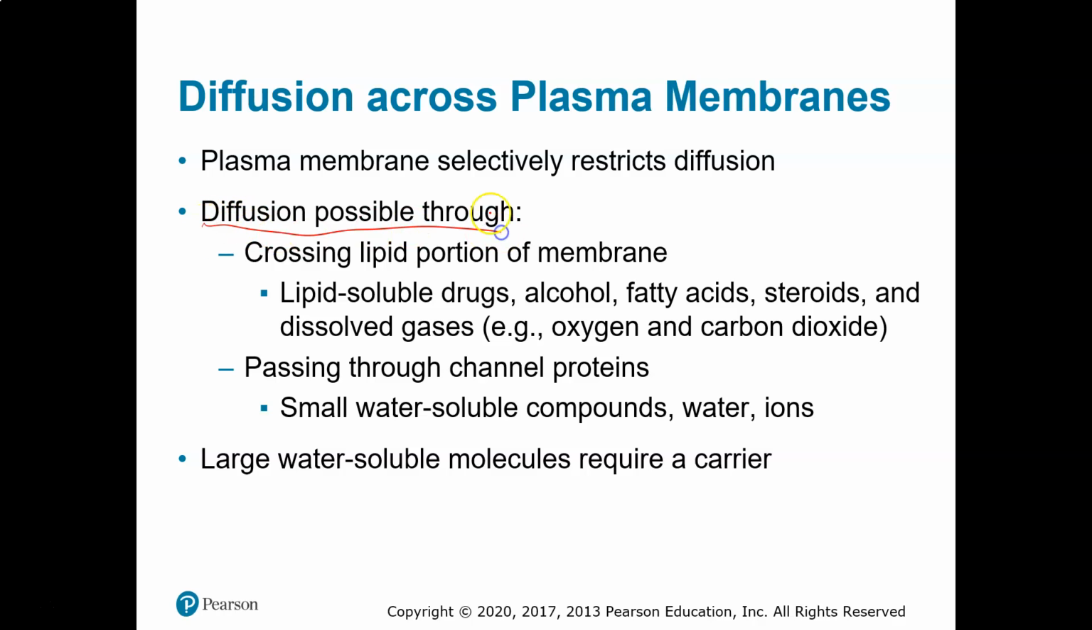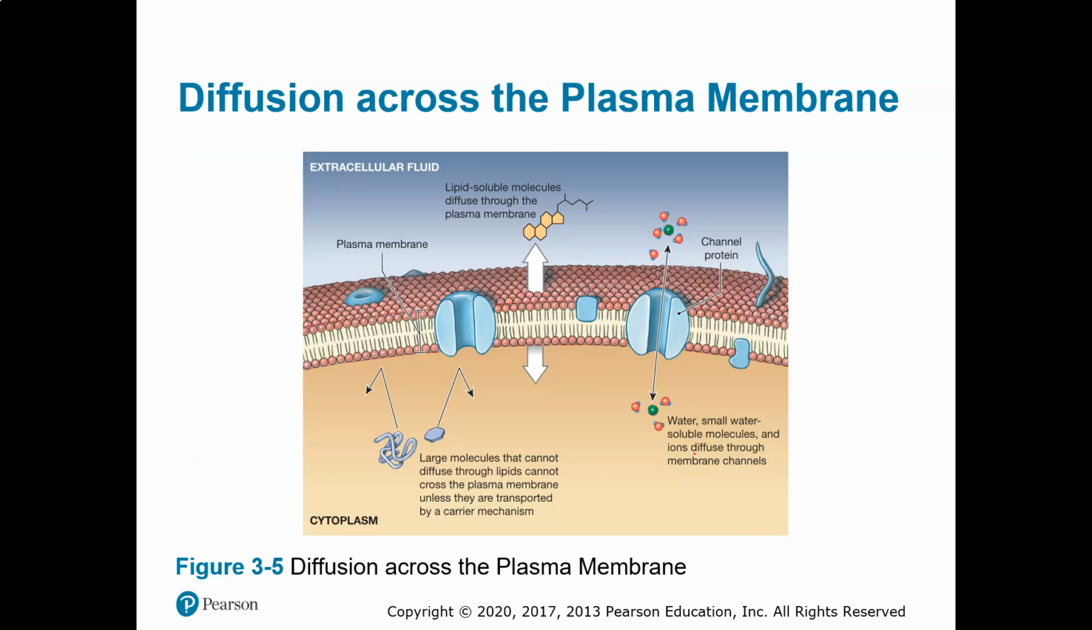Now, some molecules can cross through the phospholipid bilayer. Molecules like lipid-soluble drugs, alcohol. It's one of the reasons why the effects of alcohol are so quick. Fatty acids, steroids, and oxygen and carbon dioxide. These are substances that can easily diffuse through the phospholipid bilayer. And then some substances pass through channel proteins. If they are large substances, they may require a carrier protein.